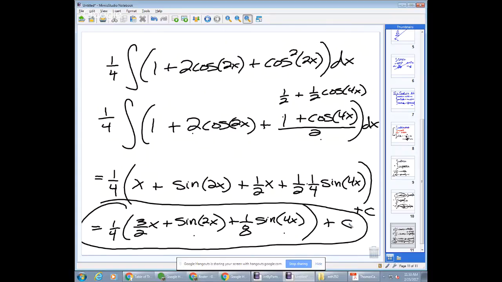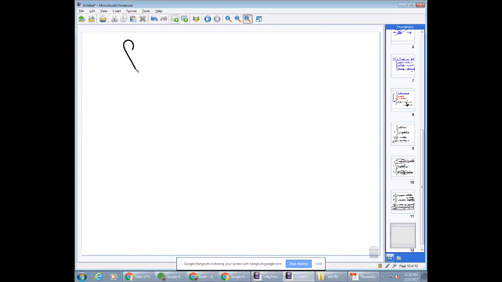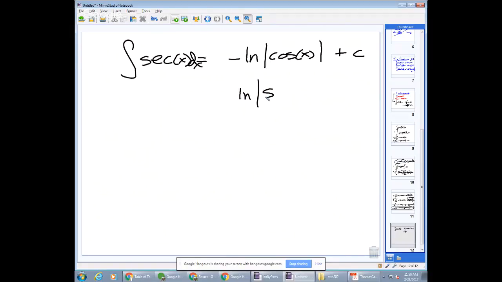An example of something like that, we looked at the integral of the secant of x the other day, and our first jab at that was that it was the opposite of the natural log of the absolute value of the cosine plus c. But just with a little bit of algebra and natural log properties, we were able to rewrite that as the natural log of the absolute value of the, oh, am I doing that right?